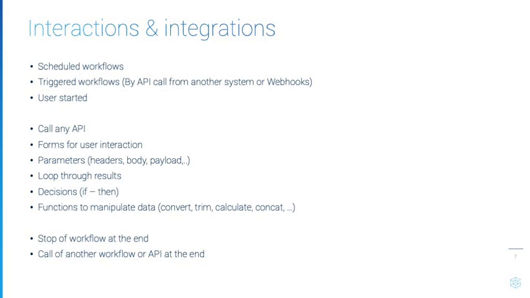Flows has many possible interactions. A workflow can be started manually, it could be scheduled, or triggered by another system. It can work with any API, interact with users via forms, work with parameters such as in the body or header of a payload, loop through results, take decisions, and manipulate any data during the workflow. At the end, a workflow can just stop or call another workflow or an API.